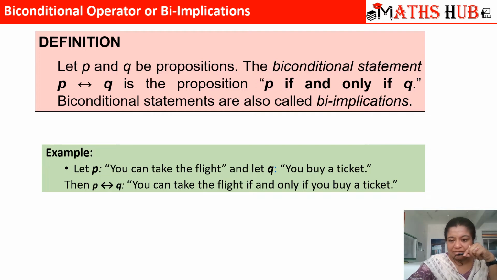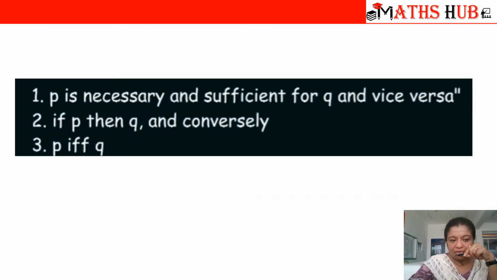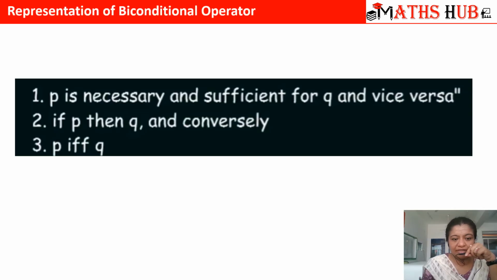Now what are the other representations of the biconditional operator? Sometimes instead of if and only if, we also write P is a necessary and sufficient condition for Q and vice versa. The other way of saying it is if P then Q and conversely. And similarly, we can also write P if and only if Q.